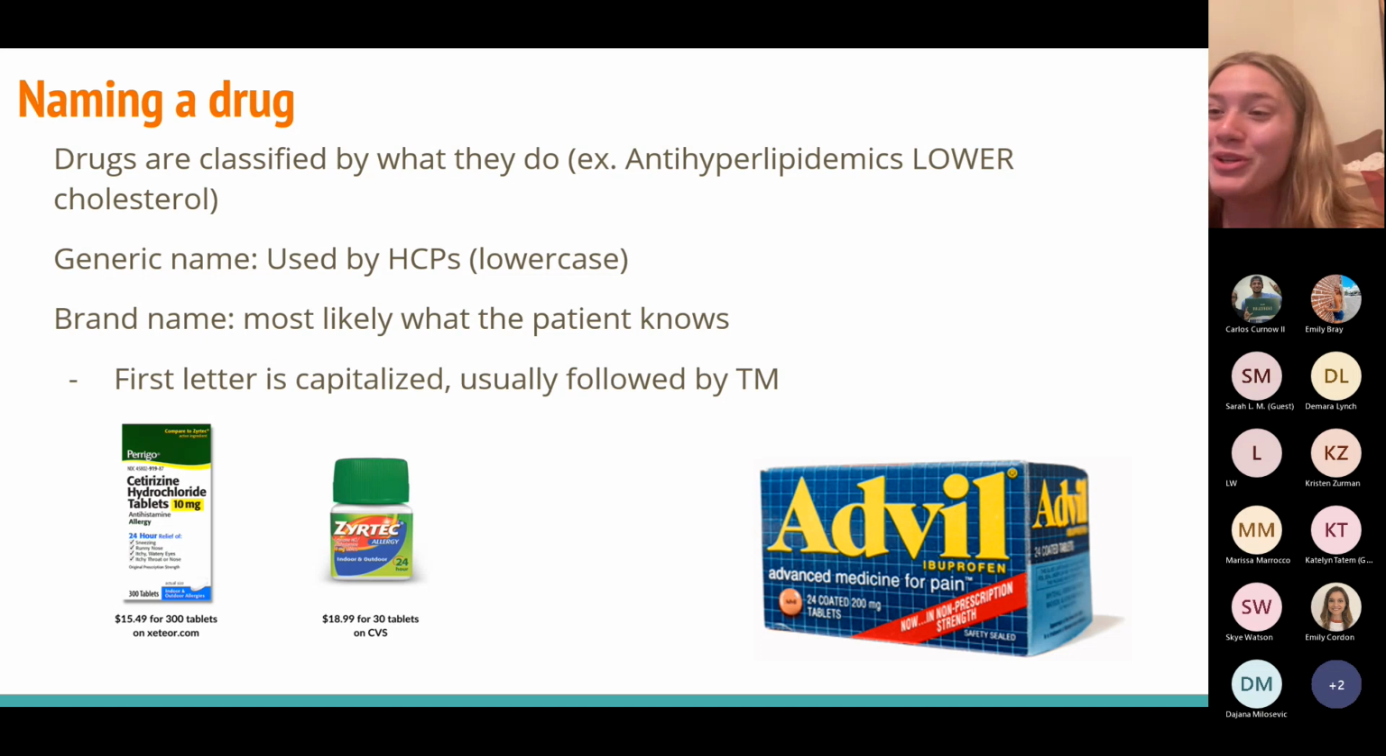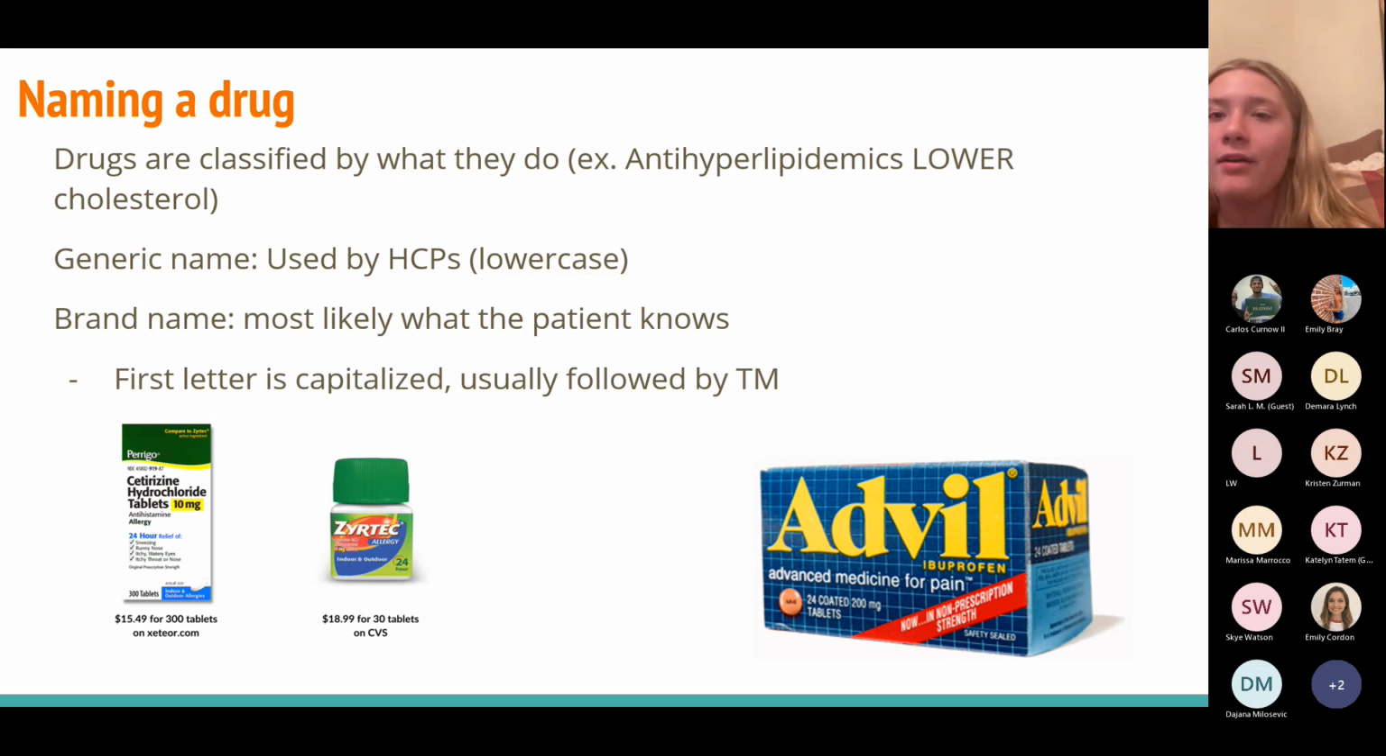However, when you're talking with your patients, they most likely know what the brand name is. And a good rule of thumb, if you're having a hard time pronouncing the medication, if you're getting tongue tied, it's probably the generic name. And it's also going to be lowercase. The brand name is what our patient knows. The first letter is always capitalized, and it's usually followed by a symbol, like a trademark or the R with the circle around it, etc.